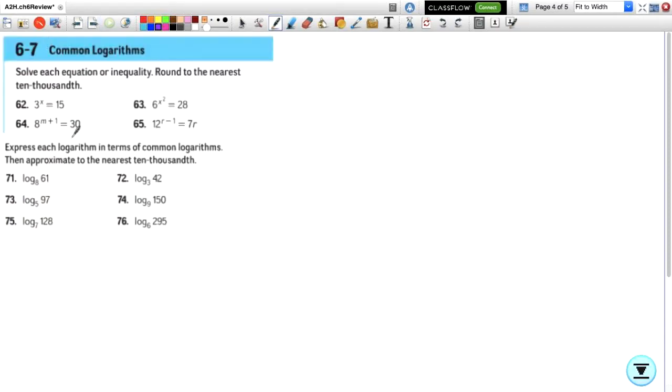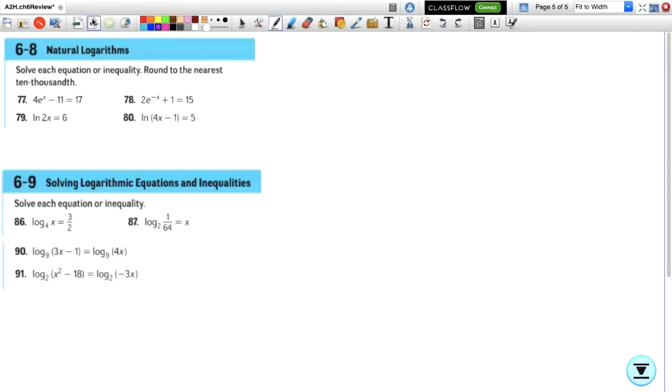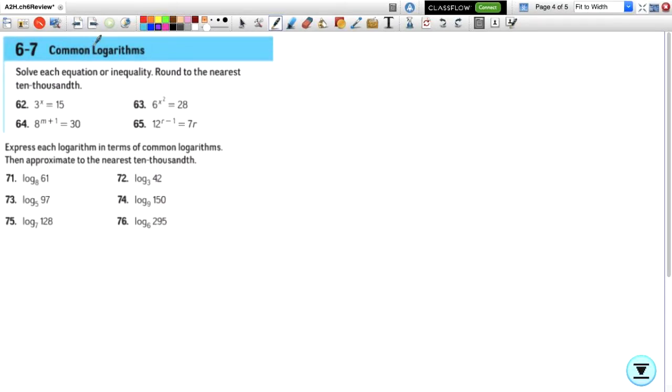6-7 had us looking at the common log, and then 6-8 has us looking at natural logs. So we tied those both in as far as notes were concerned on the same day. So let's take a look at our common logs. You're asked to solve each equation or inequality. We only did equations this year. We did not cover inequalities, and then round.